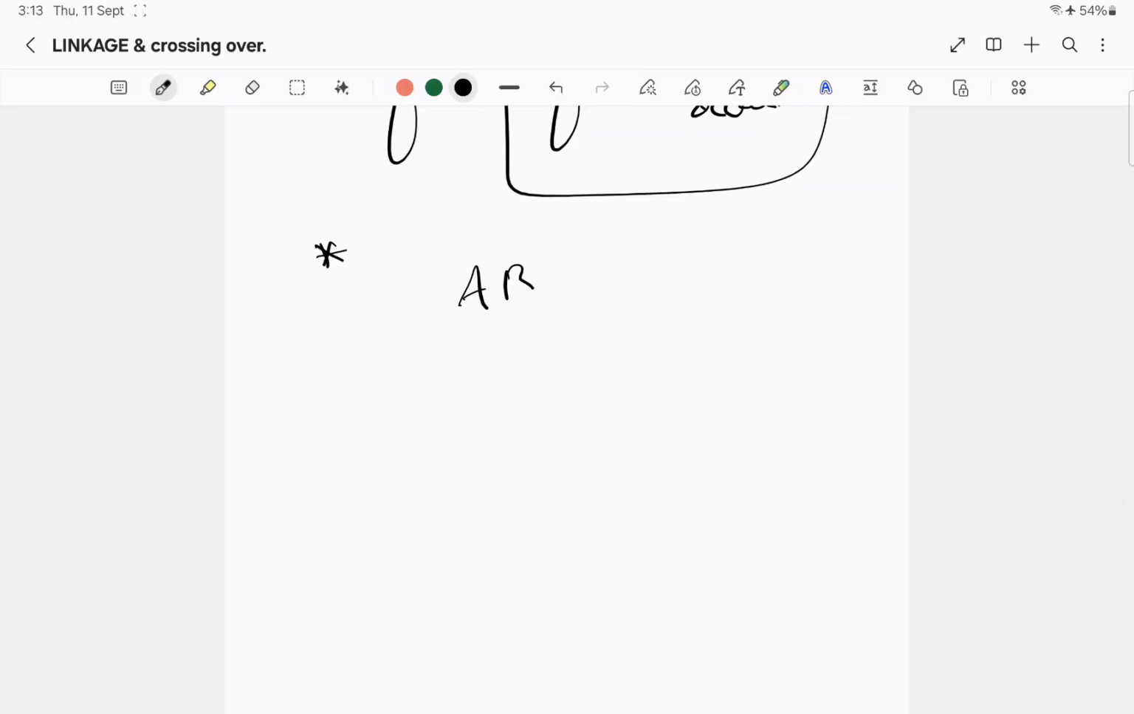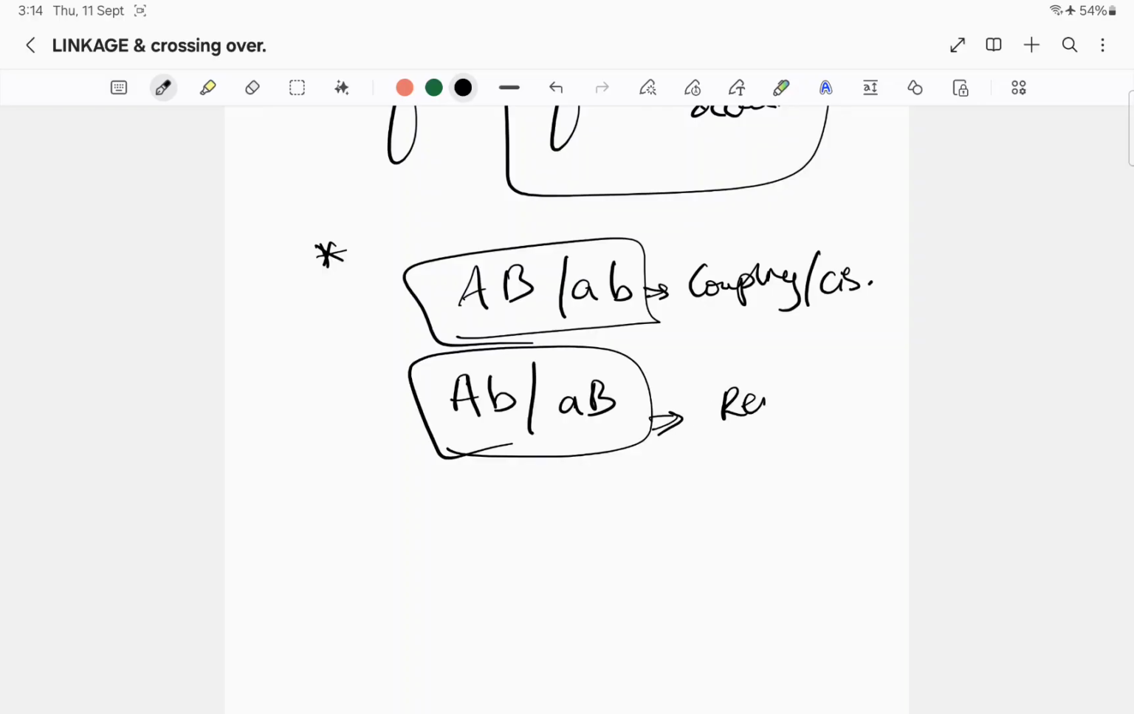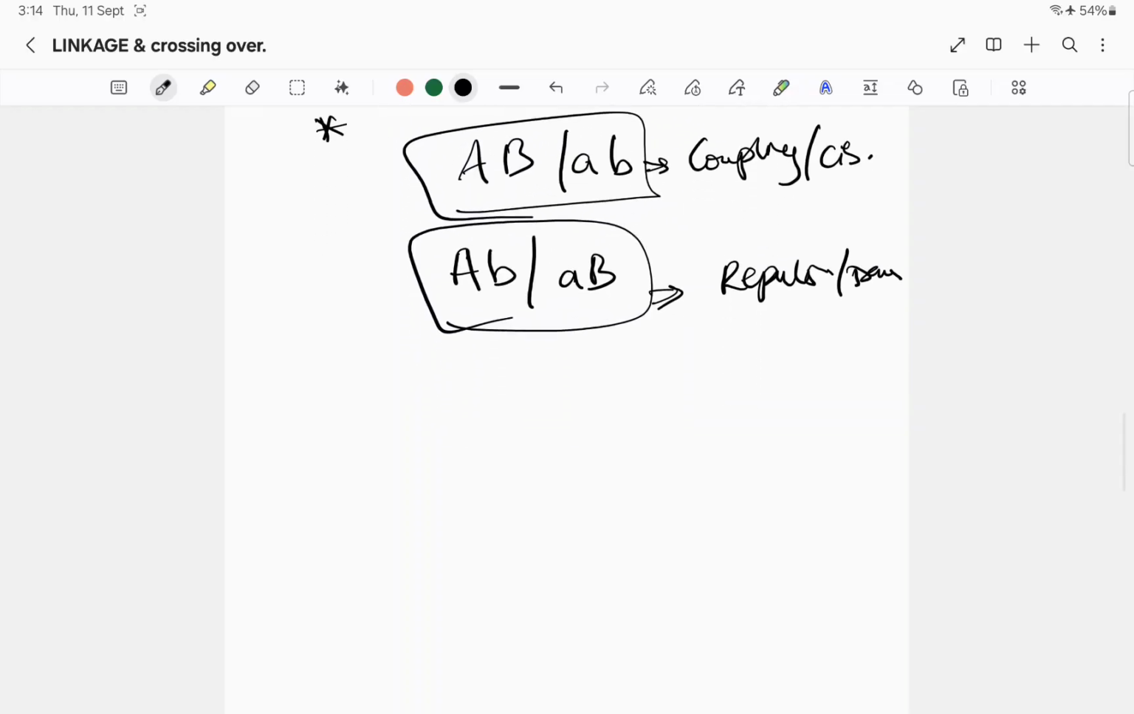Here we will discuss coupling and repulsion phases also. If the genes are capital A, capital B or small a, small b, this is called coupling or cis phase. If it is capital A small b or small a capital B, where heterozygous kind of alleles are present, these are called repulsion or trans phase, right?